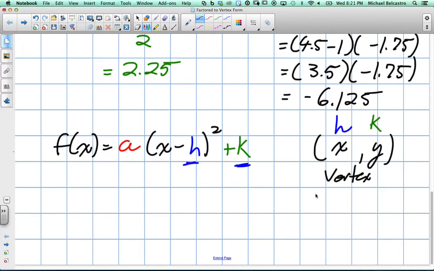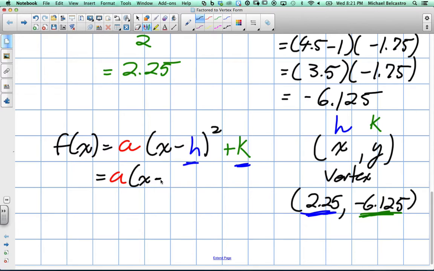And for us, we just figured out that they were 2.25 and negative 6.125. So I can replace k with this value. I can replace h with this value. Let's do that. A, still unknown, but we'll talk about how easy it is to find that. Subtract, our h value is positive. So because we subtract a positive value, it's going to look like a negative 2.25. Okay. If you recall from transforming equations, that's very intuitive what we mean. And our k value is negative 6.125.